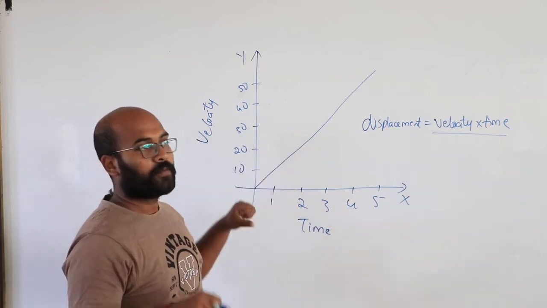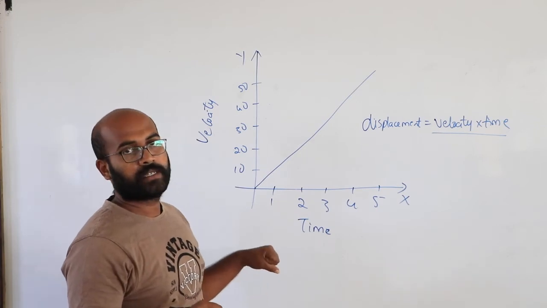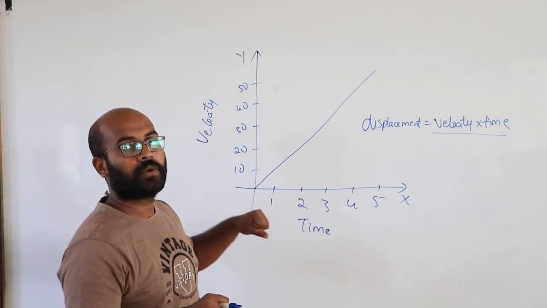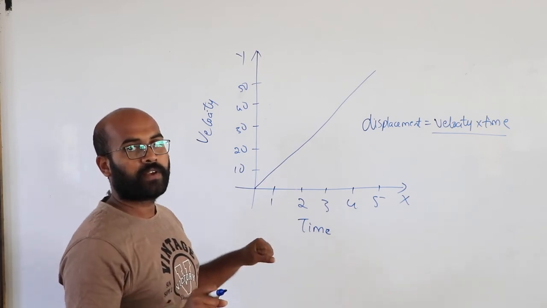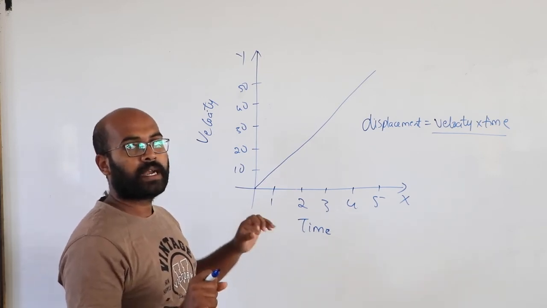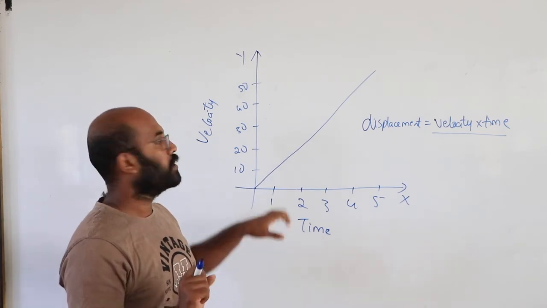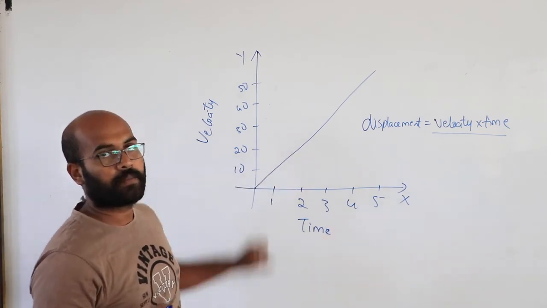When the bike is at rest, all of a sudden you won't go to fifth gear and start riding, because it's very difficult. Slowly you will start increasing the velocity. So here also the same thing is happening.